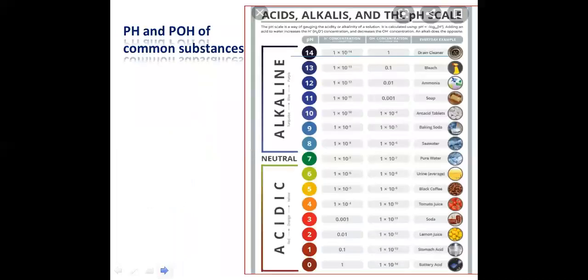pH and pOH of common substances. In this table, we have the pH, hydrogen ion concentration, hydroxyl ion concentration, and everyday examples. So the first example is drain cleaner. The pH of drain cleaner is 14, and substances with pH greater than 7, like 8, 9, 10, 11, 12, 13, 14, are alkaline or basic in nature. Substances with pH 7 are neutral, and substances which have pH less than 7 are acidic in nature.